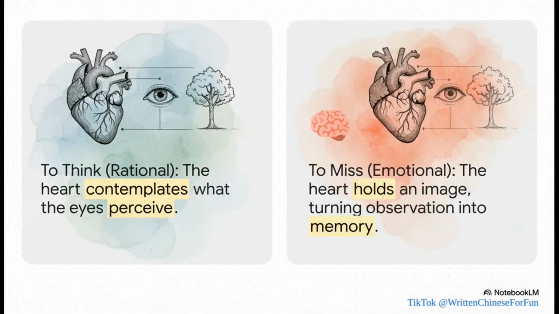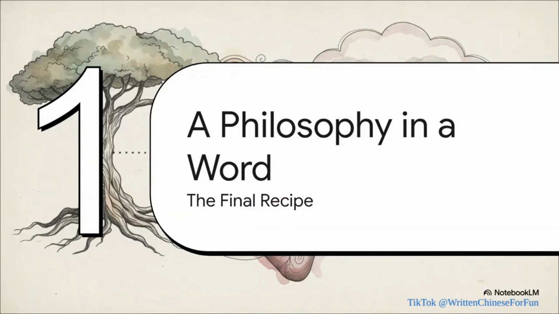And here's the brilliant payoff. Because of how it's built, xiang has this amazing dual meaning. On a rational level, it means to think. The heart is contemplating what the eyes are perceiving. But on an emotional level, it also means to miss or to long for someone. Why? Because the heart is holding on to an image from the past, turning a simple observation into a powerful emotional memory. How incredible is that? So you see, this is so much more than a simple definition. The very way this character is built is like a miniature philosophy of what it means to be conscious.